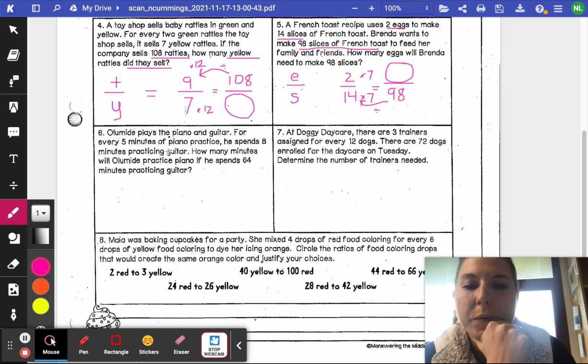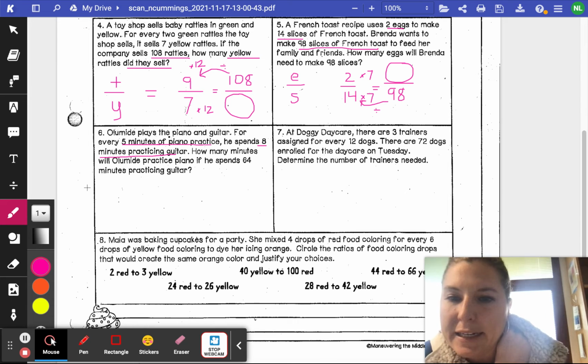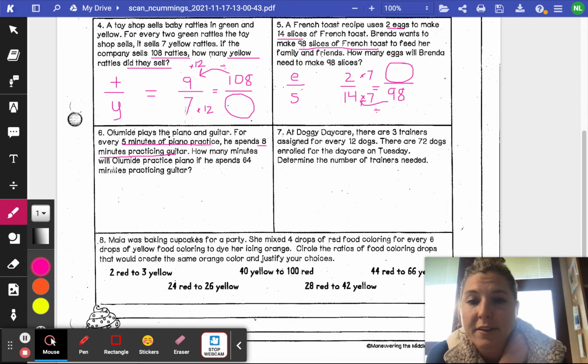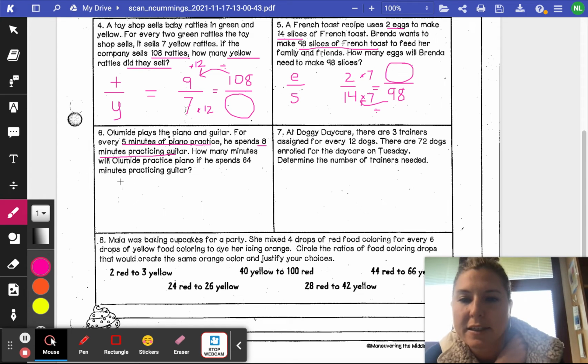Make sure you're showing your work if you want to get credit. Alumaidi plays the piano and guitar. For every 5 minutes of piano practice, he spends 8 minutes practicing guitar. How many minutes will he practice piano if he spends 64 minutes practicing guitar?